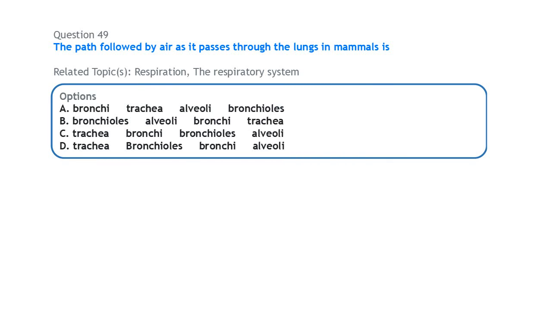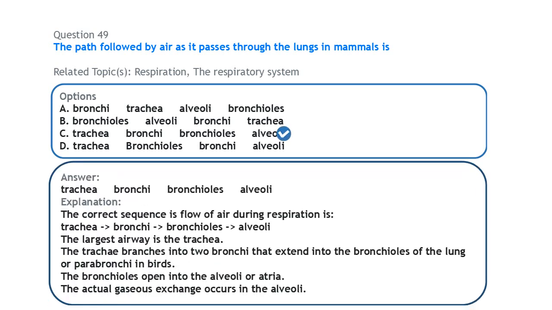Next question on respiration. The path followed by air as it passes through the lungs in mammals is. It starts with the trachea, which is the largest airway. So air first gets to the trachea. From the trachea it goes into the bronchi, which are extensions away from the trachea. Then from the bronchi into smaller extensions, the bronchioles, and it ends up in the alveoli, which is where the actual gaseous exchange takes place. So we have the trachea to the bronchi, then to the bronchioles, and finally to the alveoli.